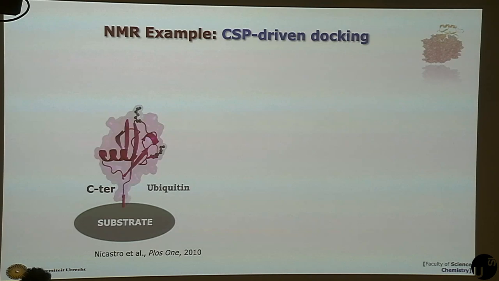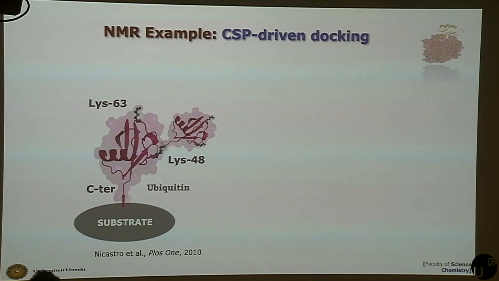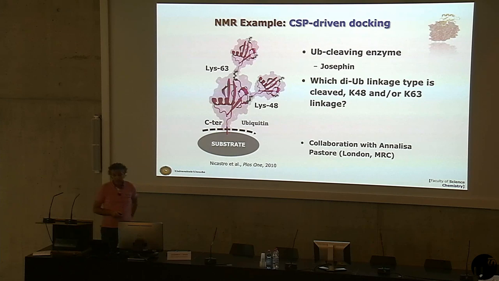Another example using NMR data. As you know, proteins are ubiquitinated. Proteins are ubiquitinated to tag them for degradation, but it can also be a signaling pathway. And there are different ways of connecting ubiquitin, because the connection is from a lysine to the C-terminus. So it's an isopeptide bond, and there are different ways. There are more lysines. But in this particular example, there were two different connections that we were interested to look at. Actually, Annalisa Pastore in London was interested to look at.